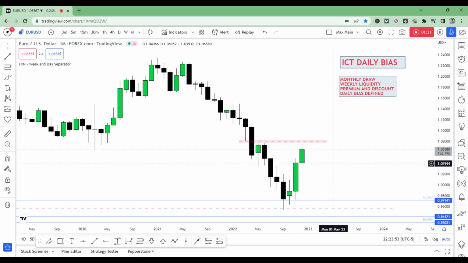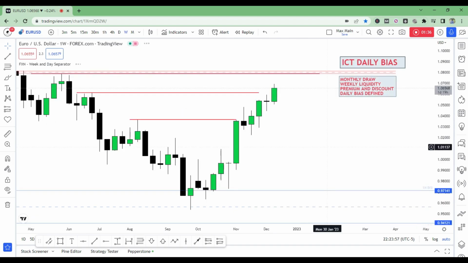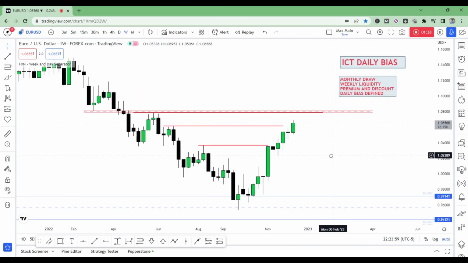From the monthly chart, now we drop down into the weekly chart. In the weekly chart, what I like to focus on is the liquidity in the direction that the monthly is drawing towards. You see, guys, the bias is all connected. You do not want to be defining the daily bias using the daily chart alone. You want to be defining the daily bias from the monthly and the weekly chart.